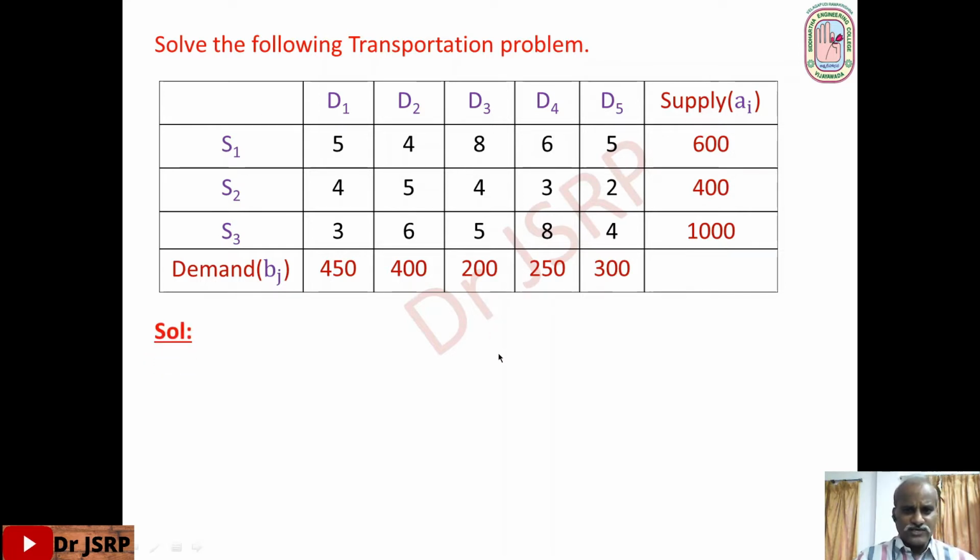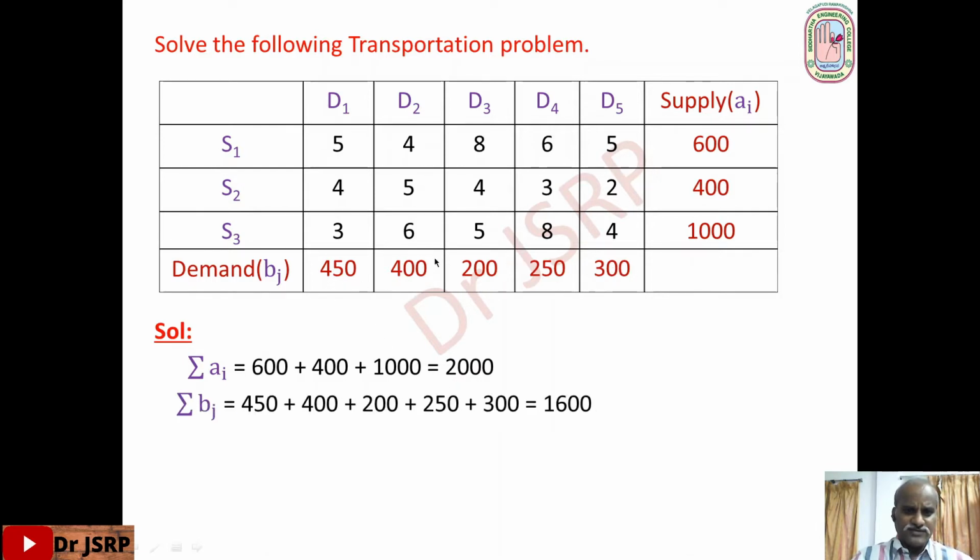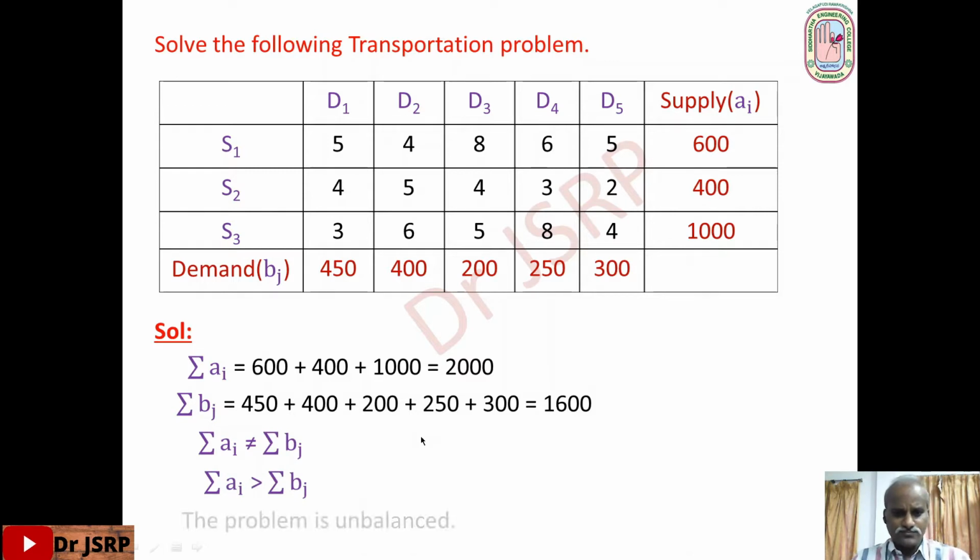Before solving, first we have to check whether this problem is balanced or unbalanced. First find the sum of available amounts, sigma ai, that is 600 plus 400 plus 1000, that is 2000. Then find the sum of required amounts, sigma bj: 450 plus 400 plus 200 plus 250 plus 300, that is 1600. So sigma ai is not equal to sigma bj, so this problem is an unbalanced transportation problem. Observe that sigma ai is more than sigma bj, which means there is some surplus available amount.